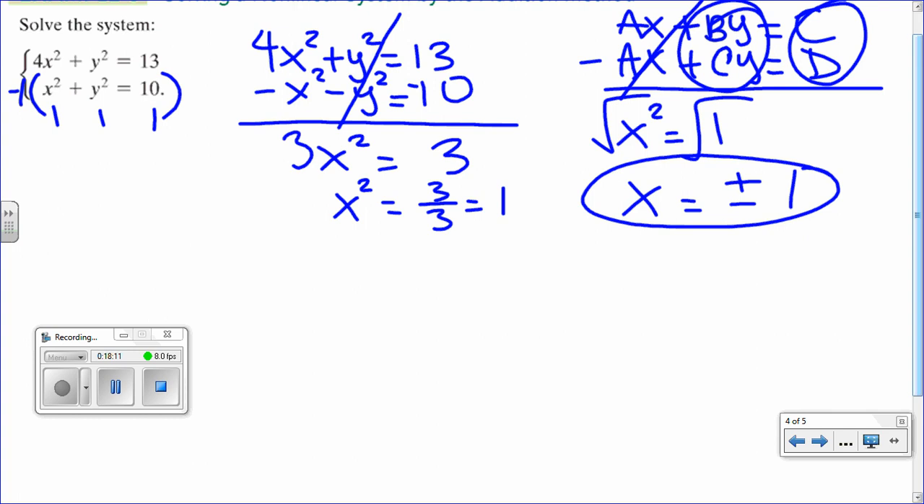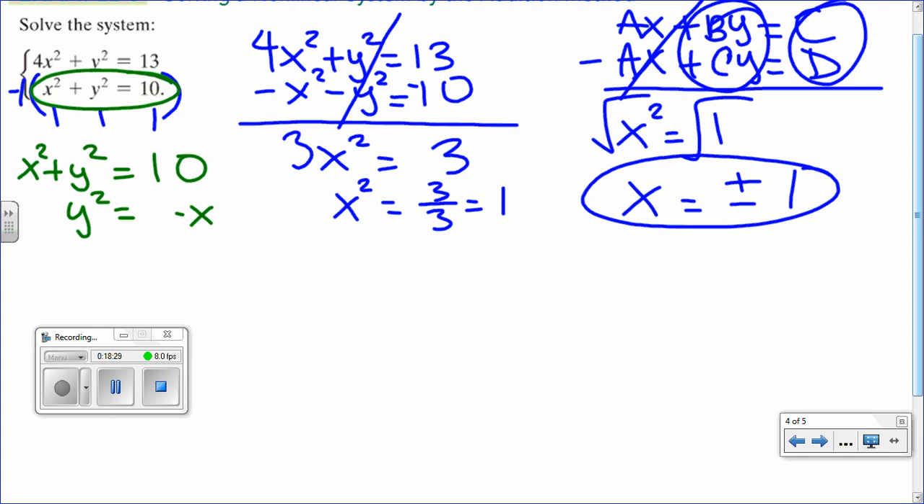Now we need to use back substitution. So if I take this equation, x squared plus y squared equals 10, and I want to solve for y, it will be y squared is equal to -x squared plus 10. So then I will have y is equal to the positive and negative square root of -x squared plus 10. Okay. So I want you guys to solve it.